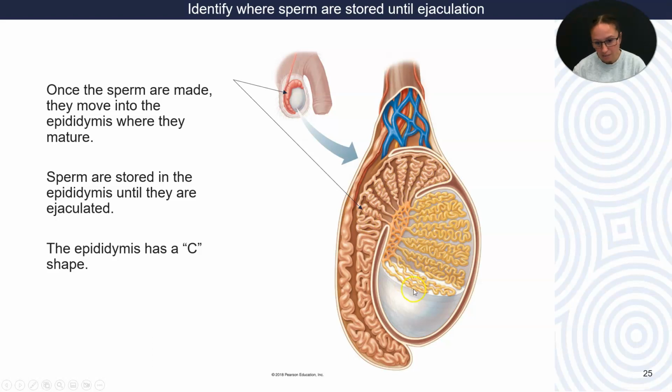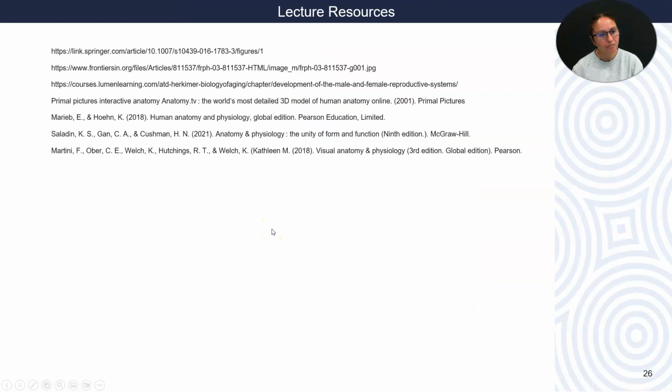So this is your seminiferous tubule. The sperm are made here, they get pushed through to here, and then they are stored in this little area here, C shape. Okay, as a C shape. And that's it. That was a quick one.